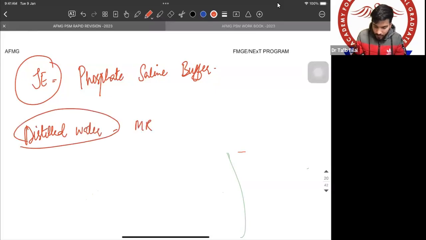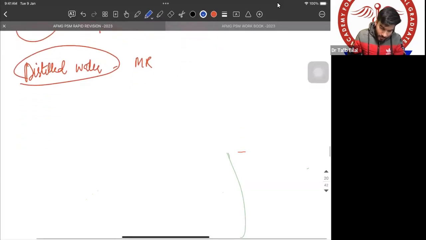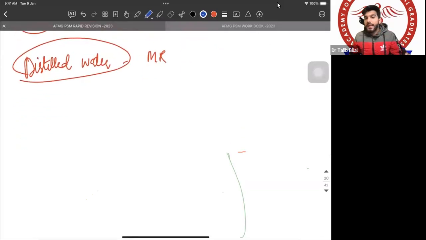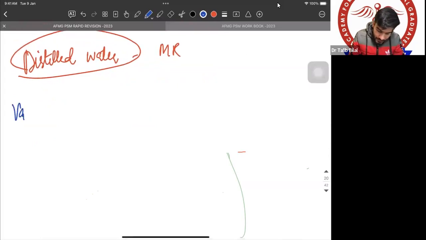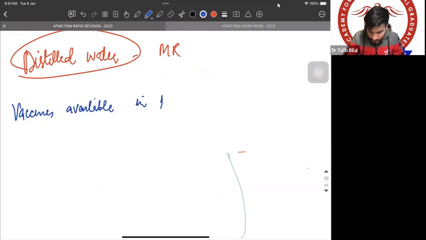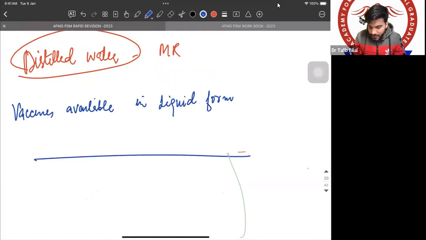MR. Then, guys, vaccines that are available in liquid form do not need a diluent. What are the vaccines available in liquid form? Hepatitis B, TT, and DPT, that is diphtheria, pertussis, and tetanus.